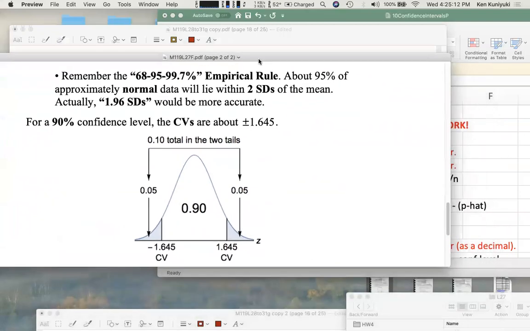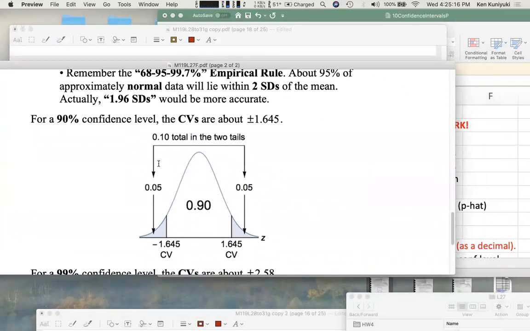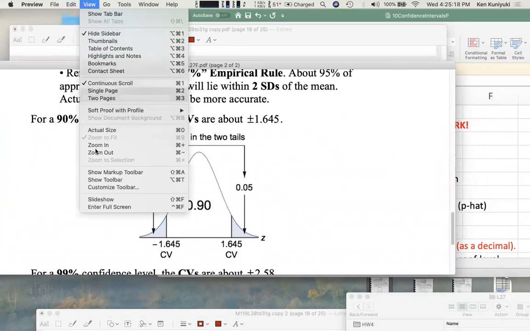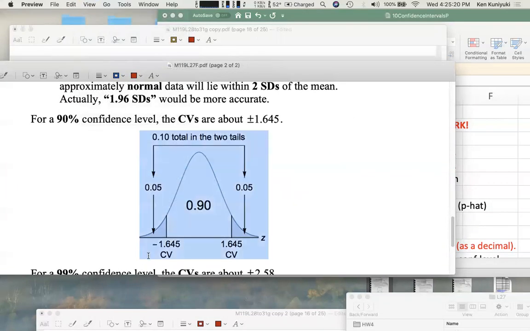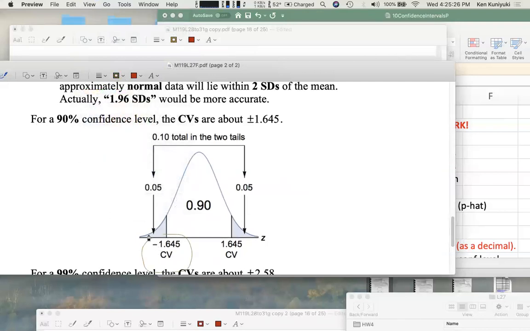Now, how can you do this on Excel? It gets kind of complicated. Actually, it turns out that the negative critical value is easier to find. So how is Excel going to find this? We're dealing with a Z distribution. We want 90% in the middle, all right? That means we need 10% total in the two tails, right? That's the complement. That's alpha. Alpha is 10% or 0.10.